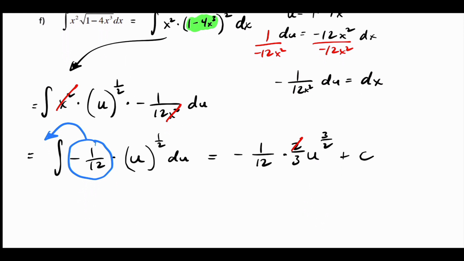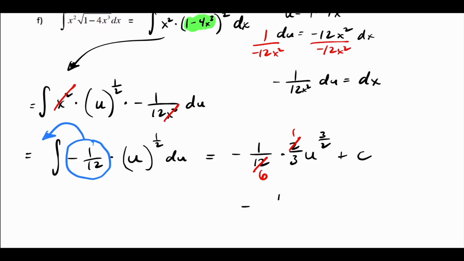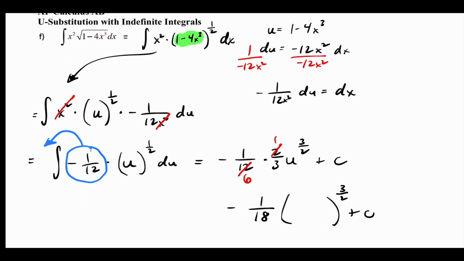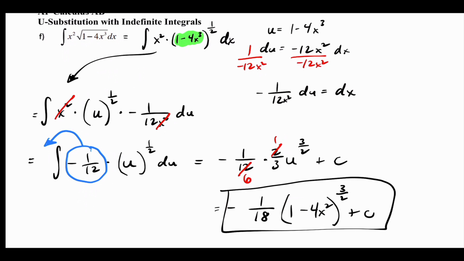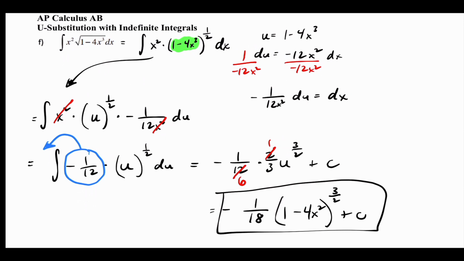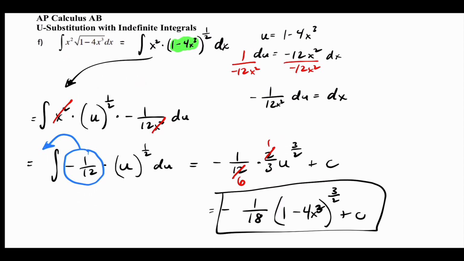These simplify. So you get negative 1/18. Put u back in. U is 1 minus 4x squared. And there you go. Thank you. Okay. The u is 1 minus 4x, oh, third, cubed. Should be a power of 3. Is that right? Yeah. Okay, perfect.